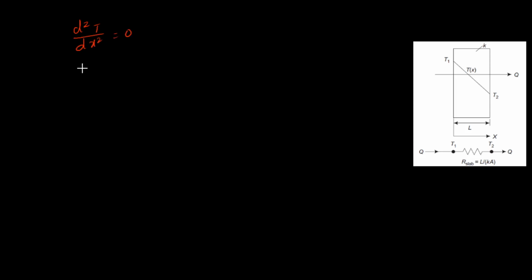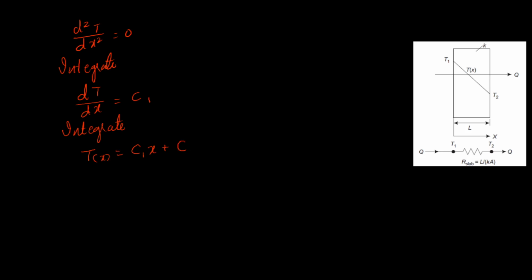equal to 0. Now I'll integrate this. Integrating the above equation, if I integrate it once, I'll get dT by dx, and that will be equal to some constant of integration. I'll call it C1. Now I integrate it again. If I integrate dT by dx, then I'll get T of x, that will be equal to, if I integrate C1, it is C1 into x plus another constant of integration, that is C2.